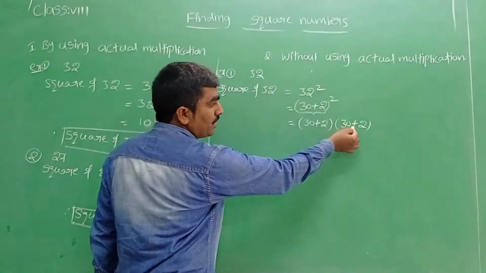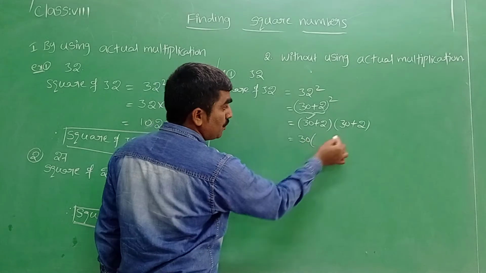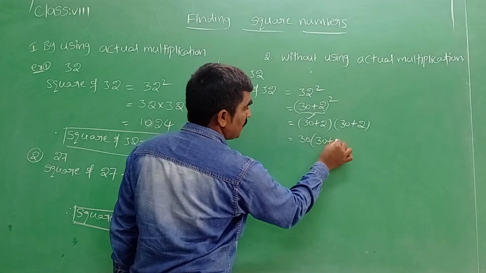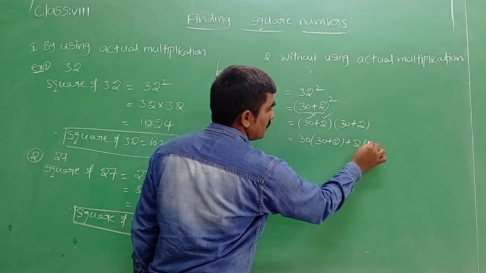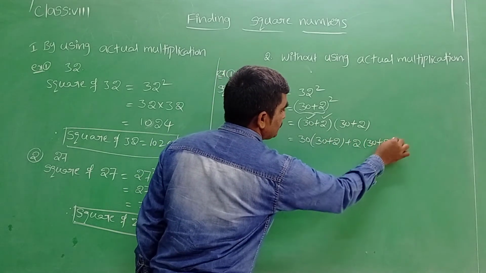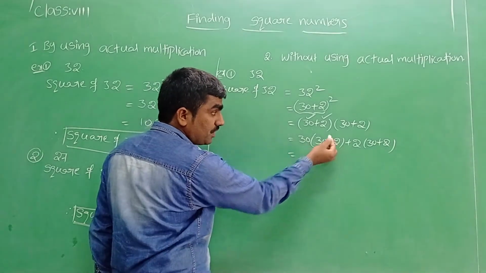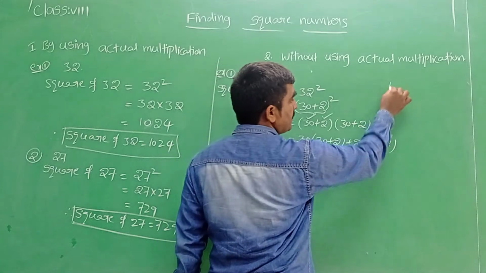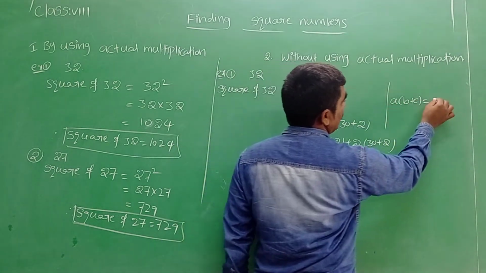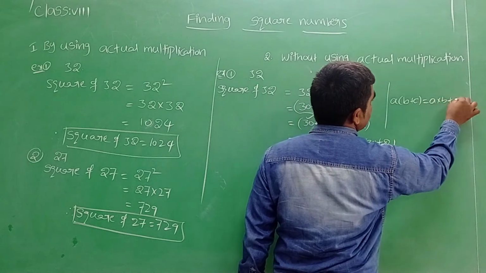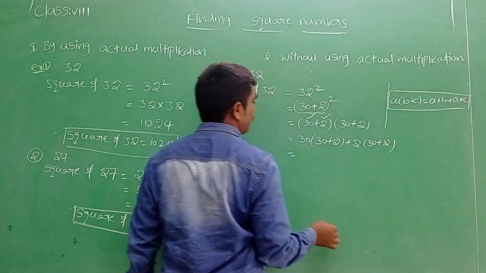Now it is like binomial into binomial. How can I multiply this? First term of the first binomial into the second binomial, full 30 plus 2. Now the second term of the first binomial, plus 2, into 30 plus 2. Now we multiply using the distributive property. What is the property? A into B plus C is equal to A into B plus A into C. This is called the distributive property.